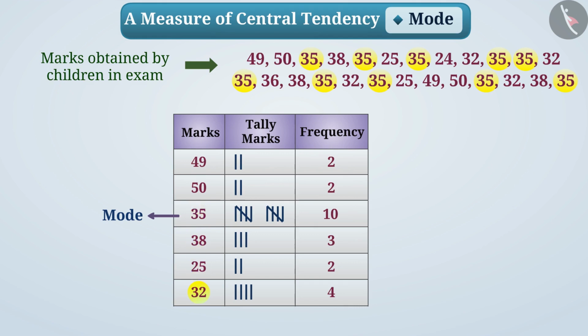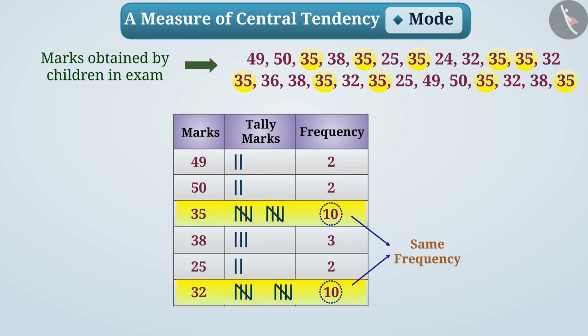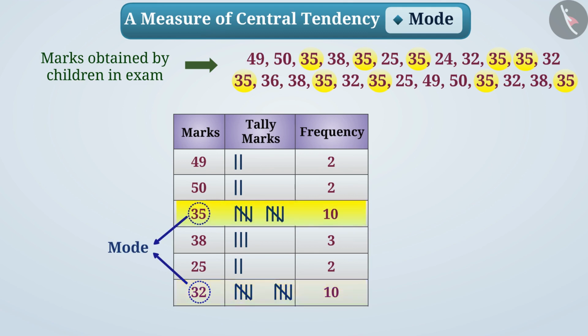Suppose there were 6 more children who got 32 marks. Then, in this case, the number of children who got 32 marks would be 10, which would be equal to the number of children scoring 35 marks. In this way, there would be 2 observations in the group that had the same frequency and the highest. In this case, we would have 2 modes. Hence, modes can be more than one.